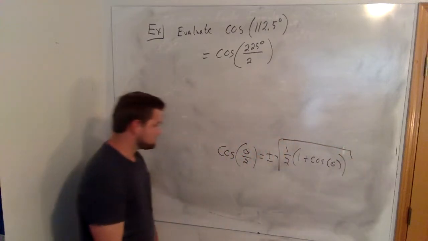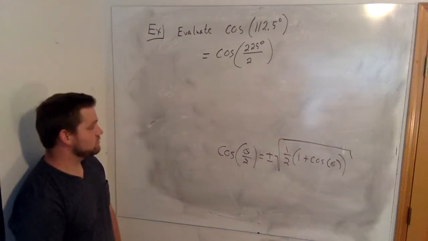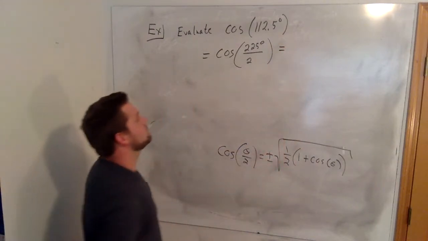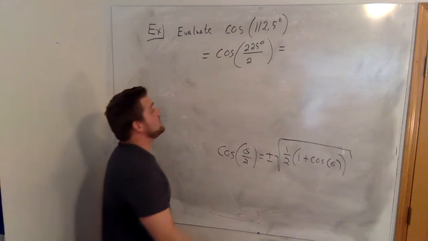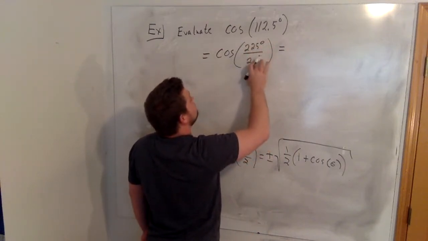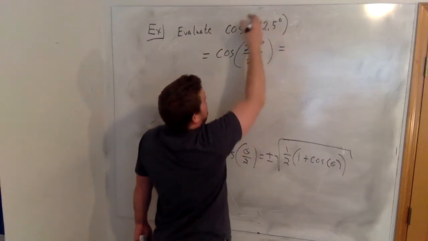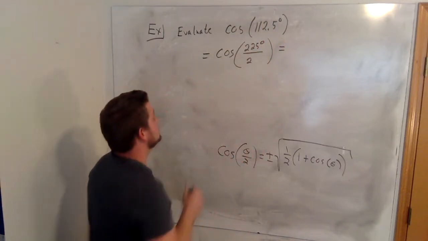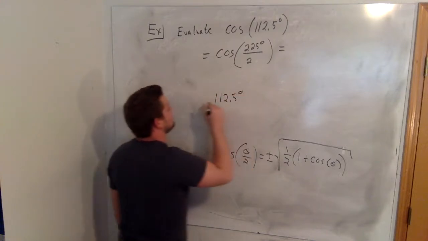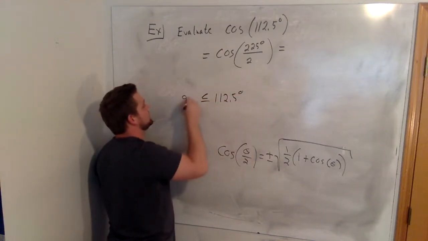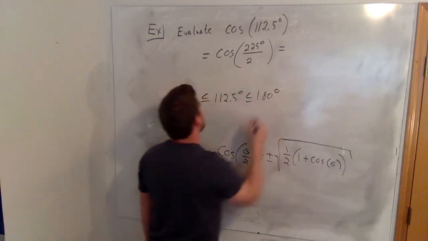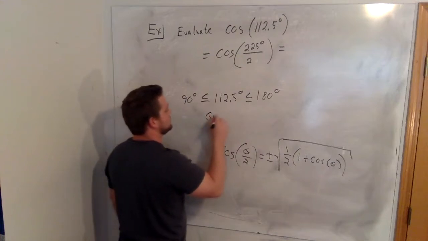Okay. So when we're using this formula, we'll have to think about whether to choose the plus or minus. So we have to ask ourselves, what quadrant is 225 divided by 2 in? Or what quadrant is 112.5 in? Well, I hope you believe that 112.5 degrees is in between 90 degrees and 180 degrees. So we're in quadrant 2.